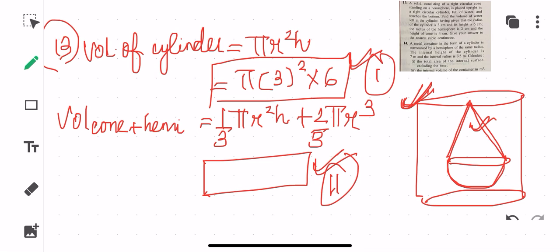Okay, so this question was also an easy one. Now children, we are left with very few questions, so the rest of the questions we'll be looking into in the next session. Thank you, students.